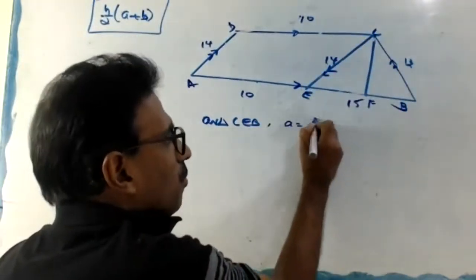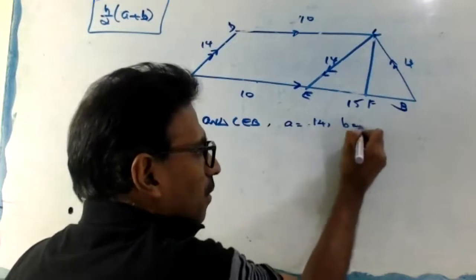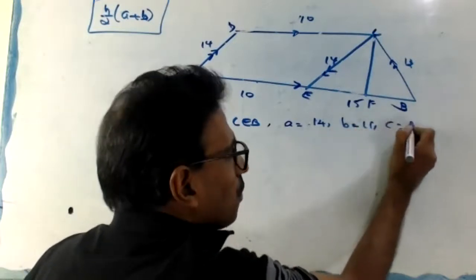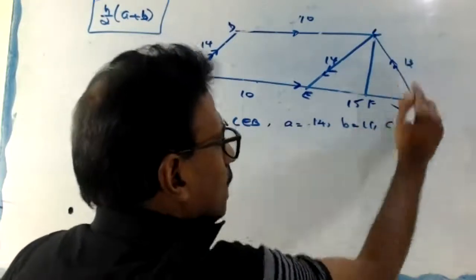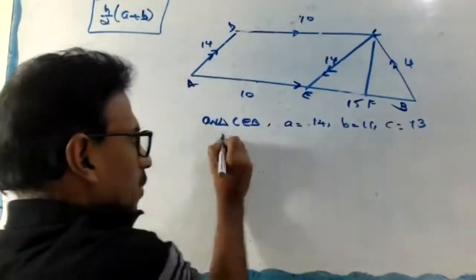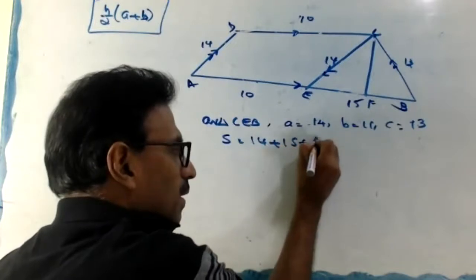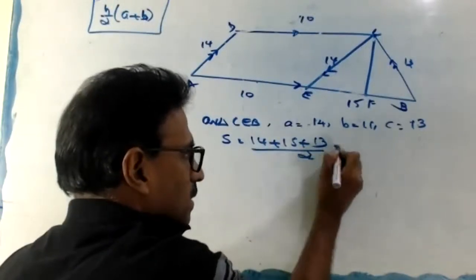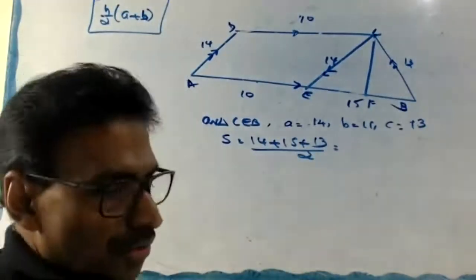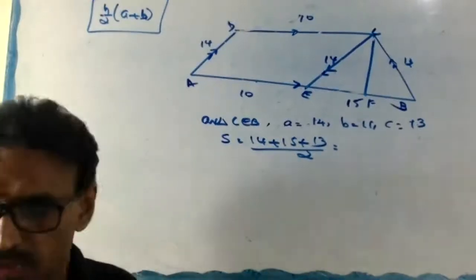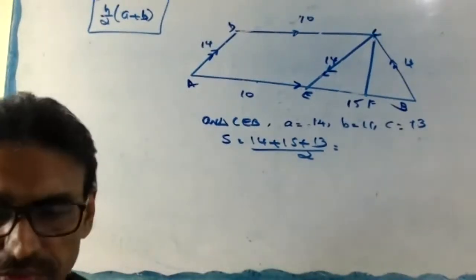A equal to 14, B equal to 15, C equal to, how much is this one? 13. So S equals 14 plus 15 plus 13 by 2. How much? Anyone help me? 14 plus 15 plus 13.